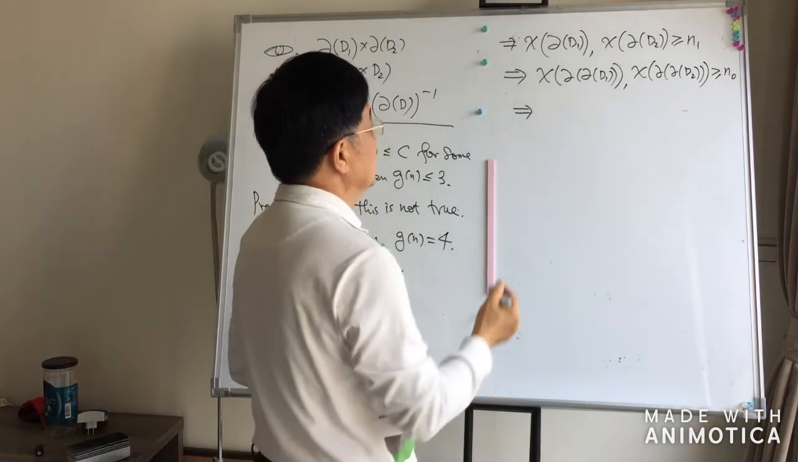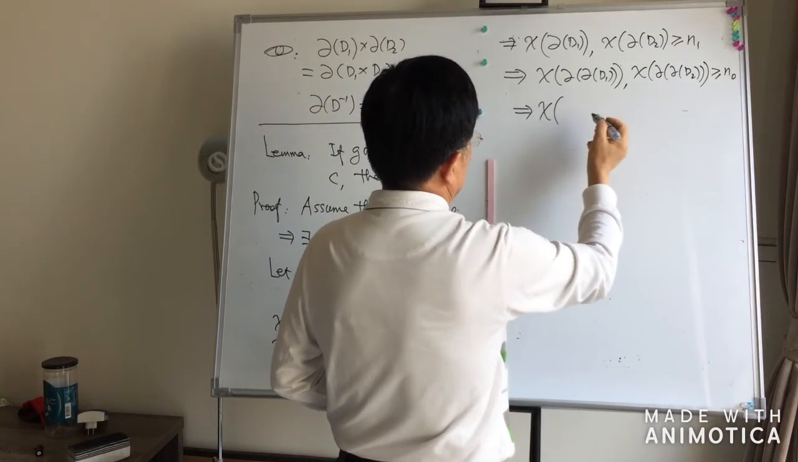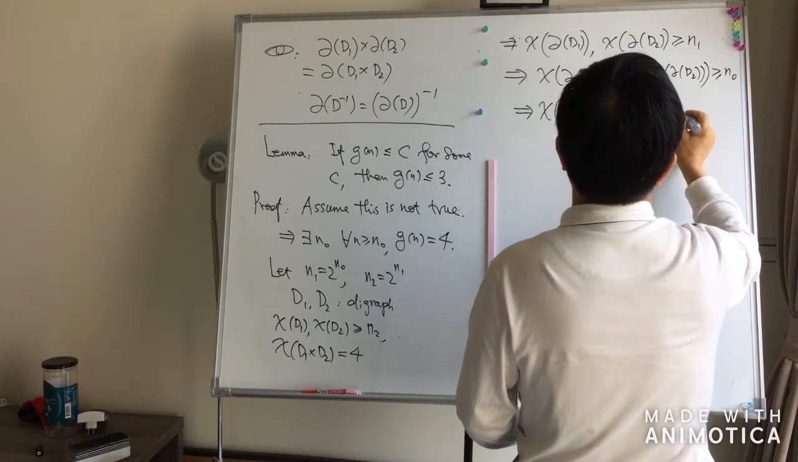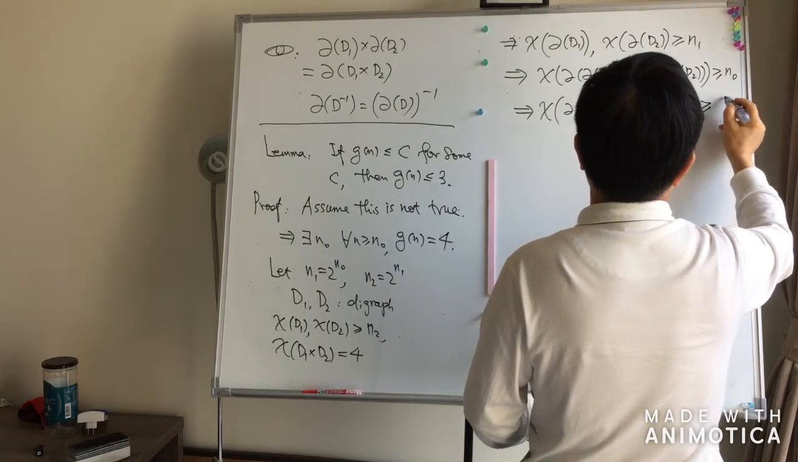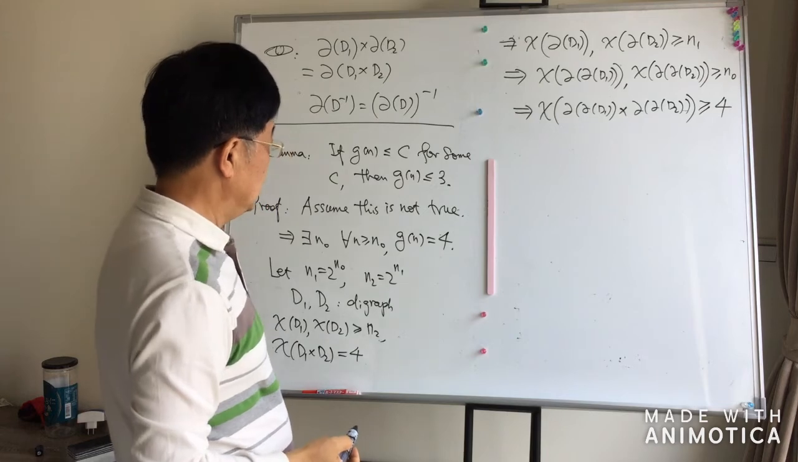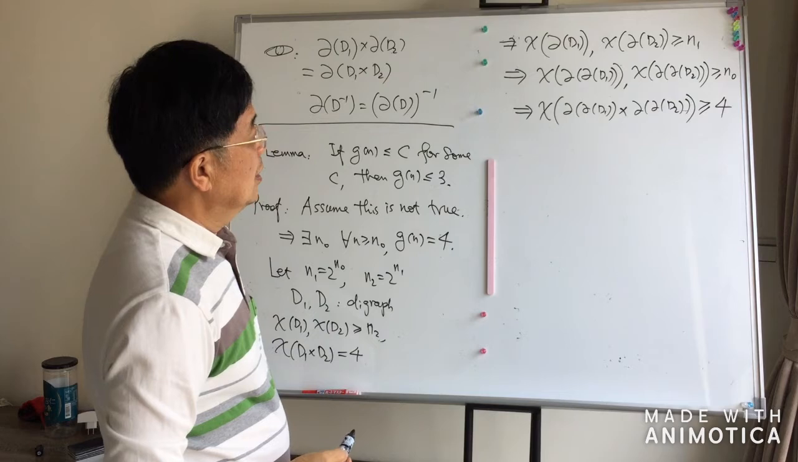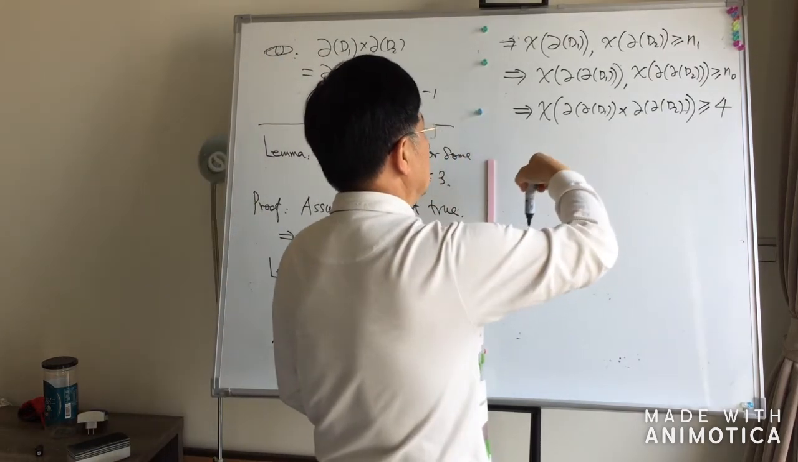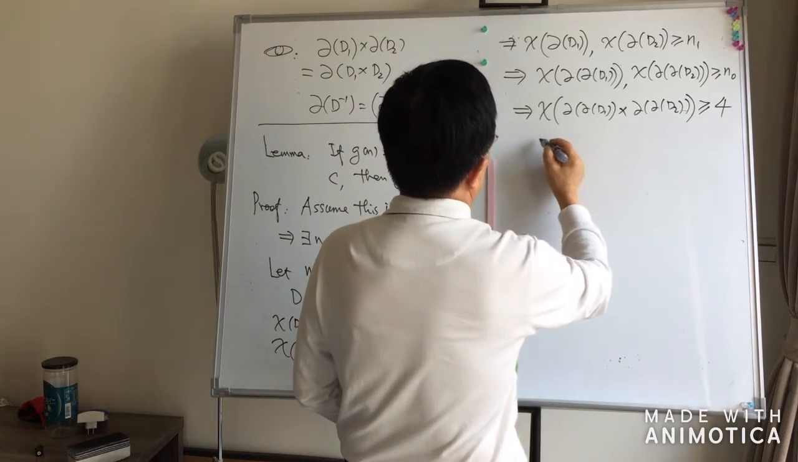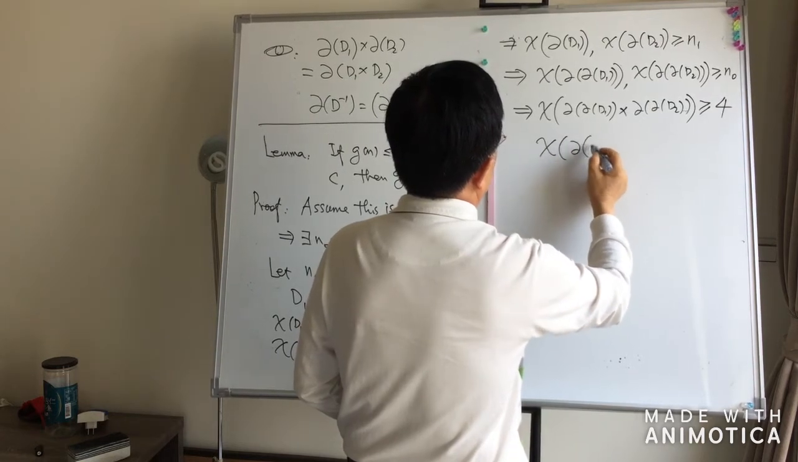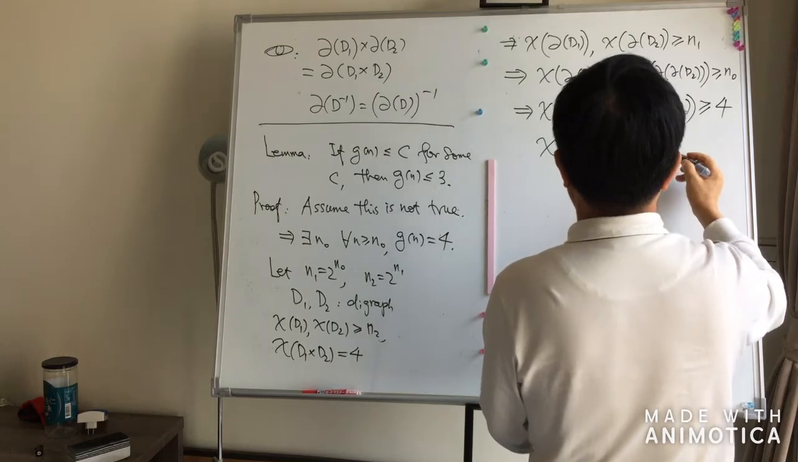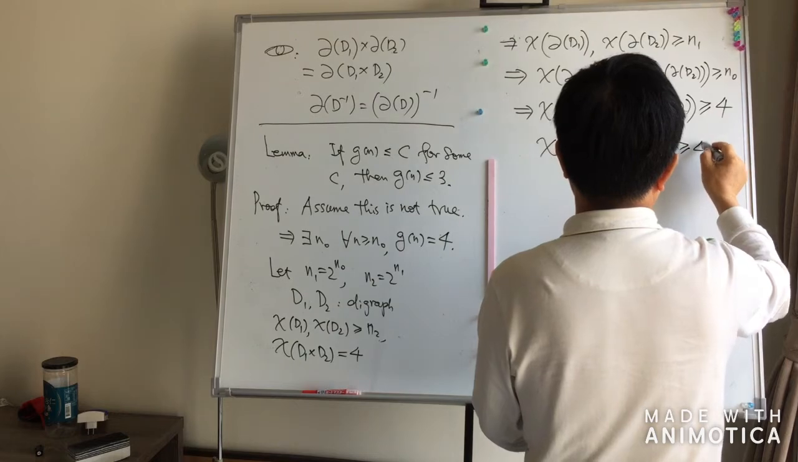Gn0 is 4. This means that the chromatic number of the product of these two, D1 times D2, is greater or equal to 4, right? Because both have chromatic number at least n0, so their product has chromatic number greater or equal to Gn0, and Gn0 is 4. But this is the same thing as we said. Taking the arc graph of the product is the same thing as taking the arc graph of the product graph. So this is the arc graph of the arc graph of D1 times D2, and this is greater or equal to 4.